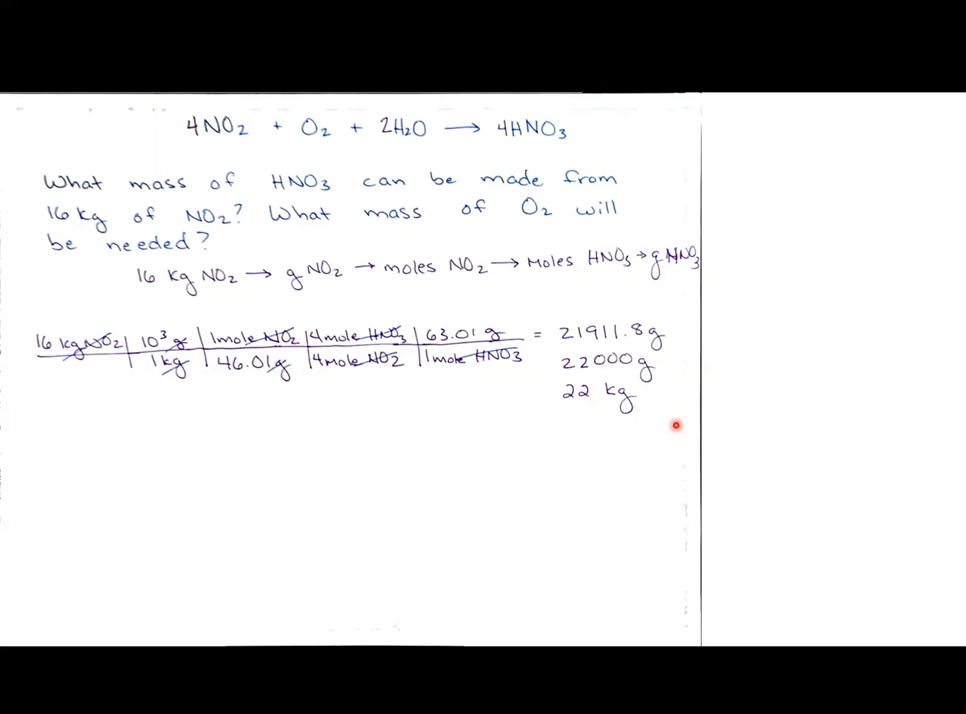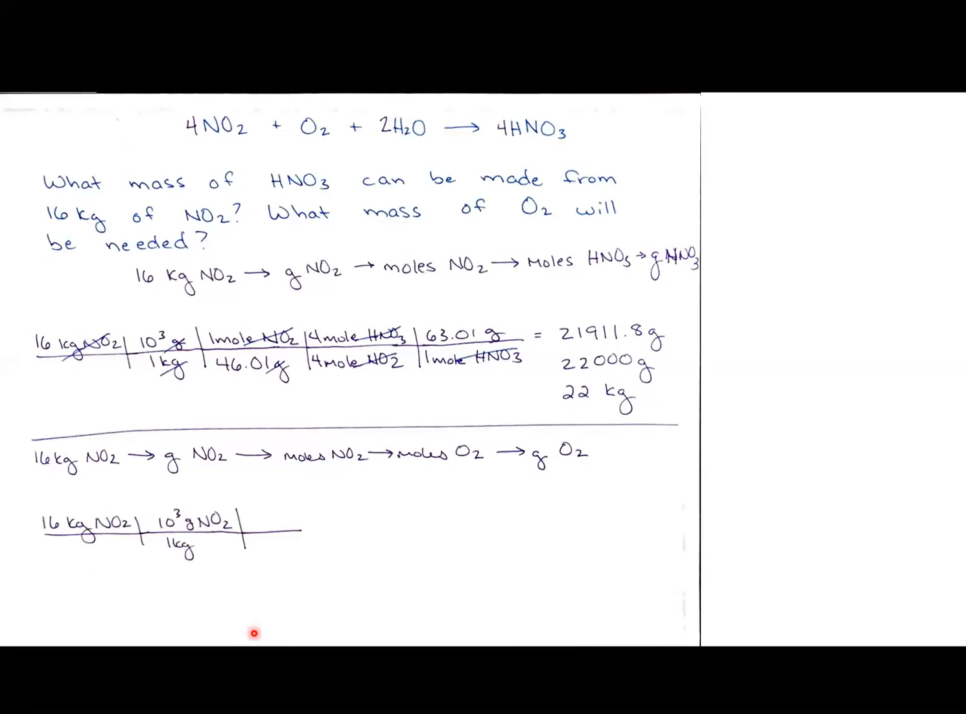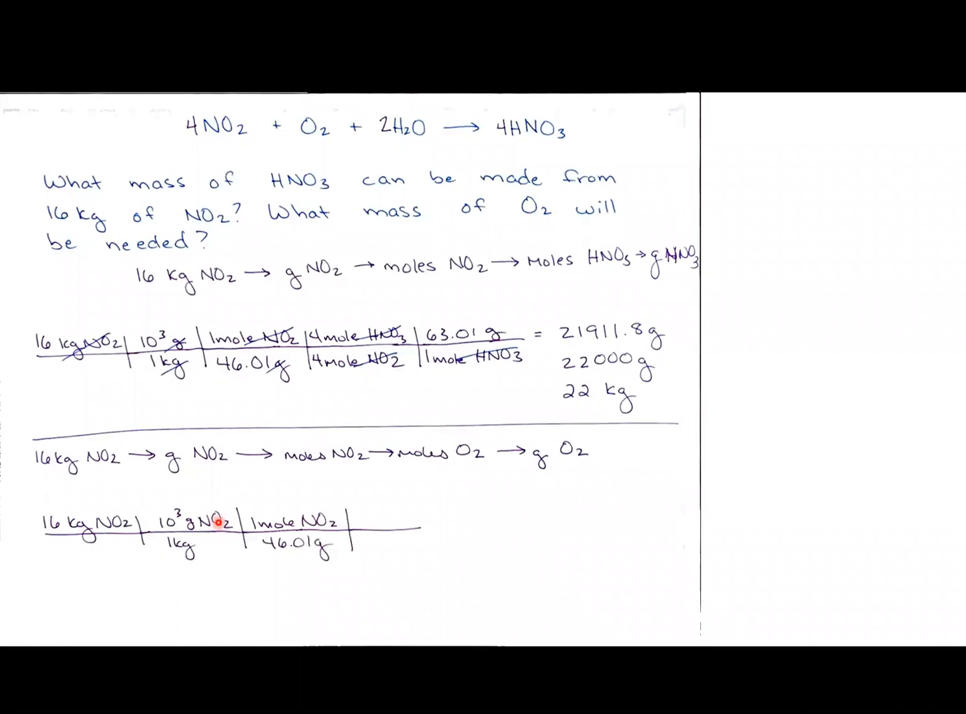Now the question's already balanced, but the next question is what mass of O2 is going to be needed? So again, here's the thought process. I'm going to go from kilograms of NO2 to grams of NO2 to moles of NO2. Same first 3 steps I did before. But I'm going to turn into moles of O2 and grams of O2. That's the different bit. So just these last 2 steps change. And because those first 3 steps are the same, I can get here pretty quickly.